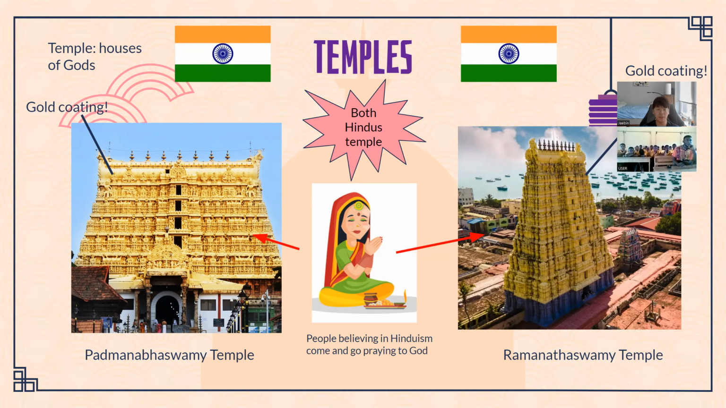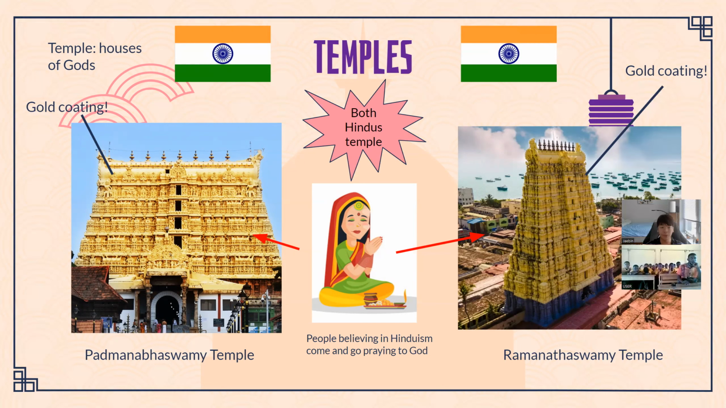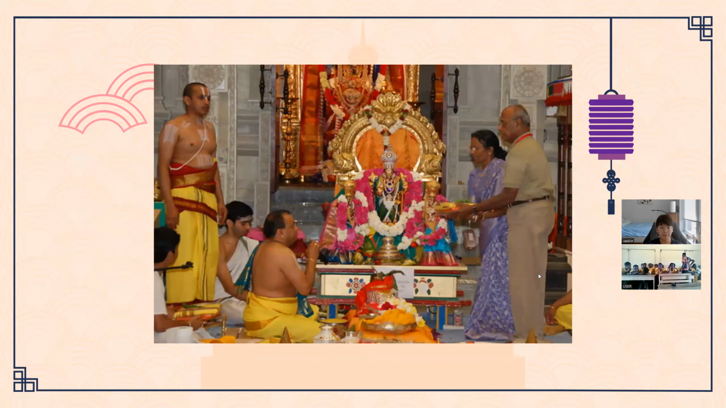And these are just some examples of famous temples in India. You guys can see that both temples are really big and tall, and covered in gold coatings, mostly to make it fancy, make it beautiful, make it stand out for the gods. And again, they go there to pray and offer, and it's a really huge thing in India. And inside the temple, it looks something like this. They're praying.